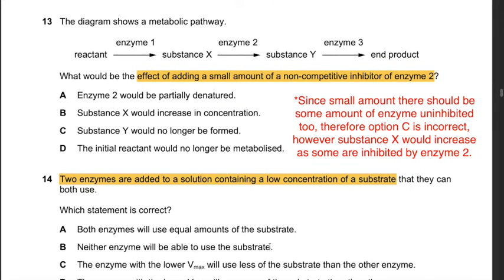Question 13. The diagram shows a metabolic pathway. What would be the effect of adding a small amount of a non-competitive inhibitor of enzyme 2? They are talking about a non-competitive inhibitor being added, but a small amount. Since a small amount is added, there should be some amount of enzyme uninhibited too. Therefore, option C is incorrect. Substance Y would no longer be formed is incorrect. However, substance X would increase as some of enzyme 2 is inhibited. Not all are inhibited, but some. Therefore, substance X would increase in concentration. Hence, the answer is B.